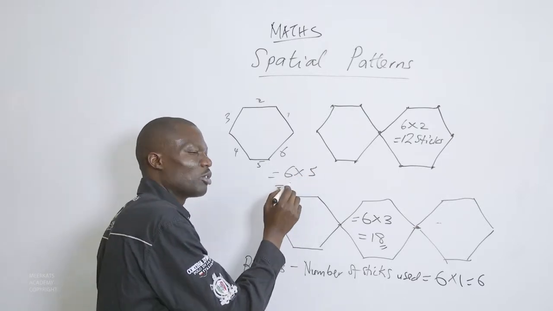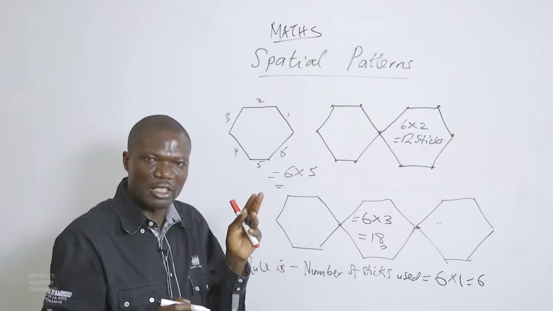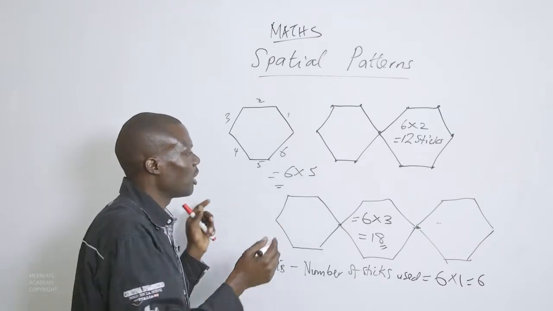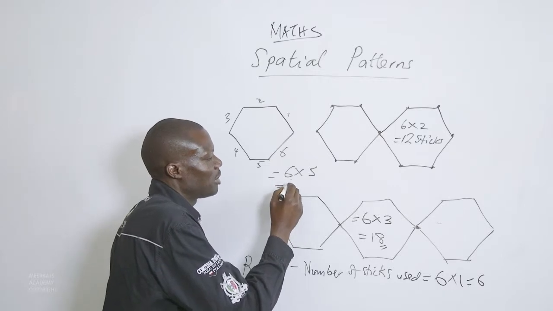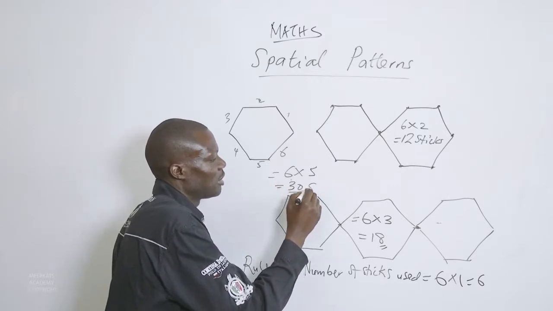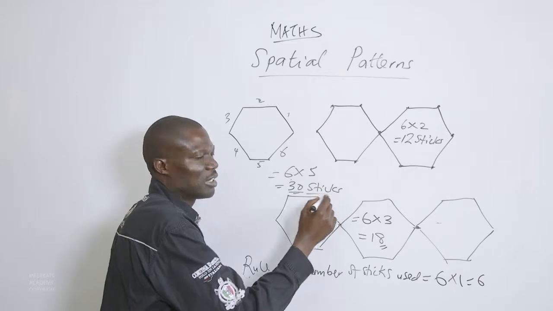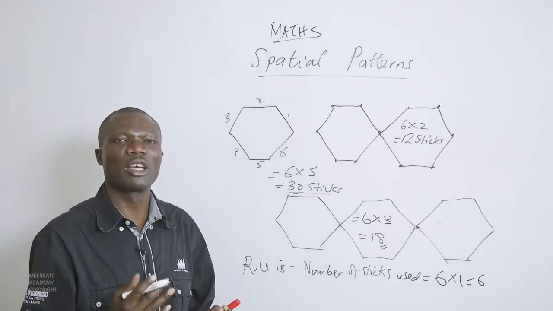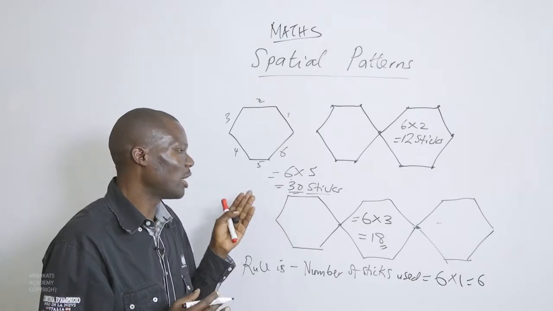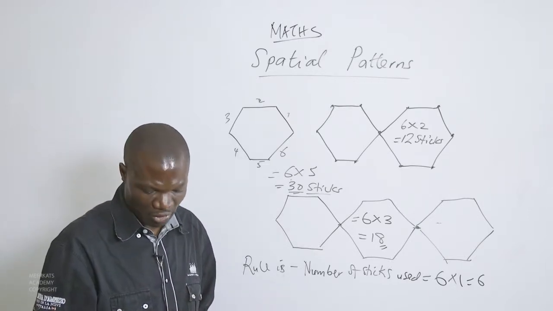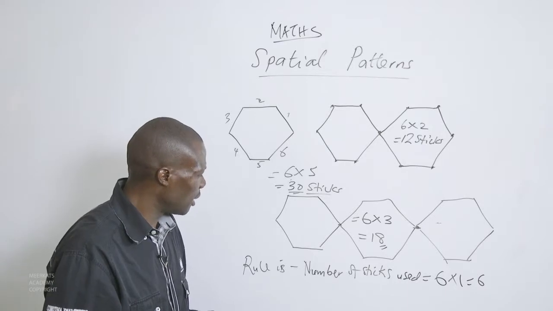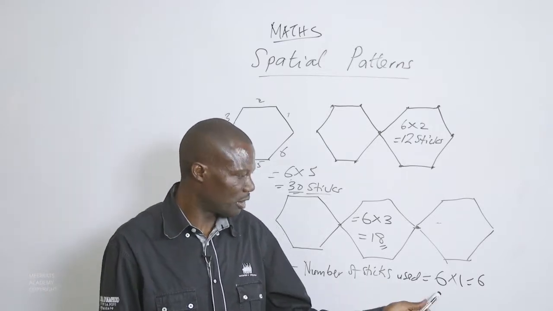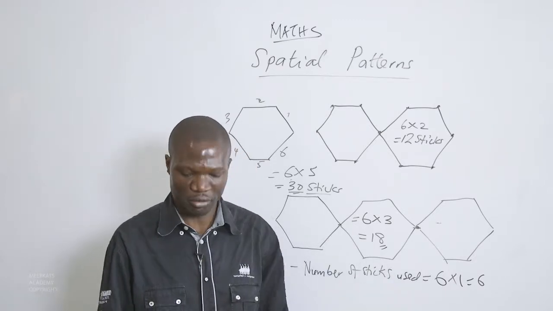So if we want to construct or draw 5 hexagons, we shall require 6 times 5, which is 30 sticks. And when you take 30 sticks and arrange them together, you'll come up with 5 hexagons. So that is the rule, that the number of sticks equals the number of sticks per shape multiplied by the number of shapes.